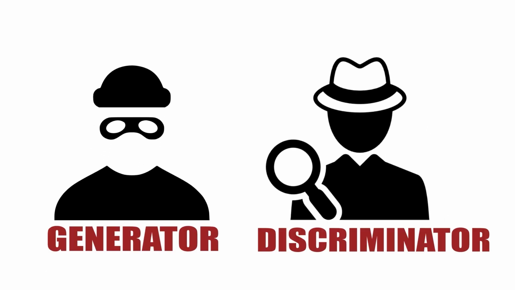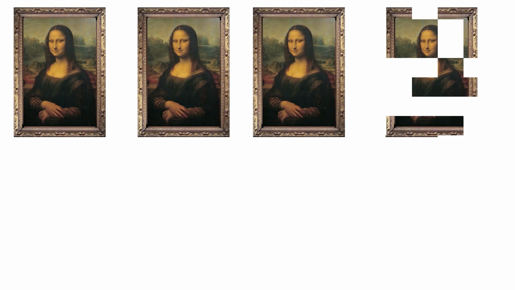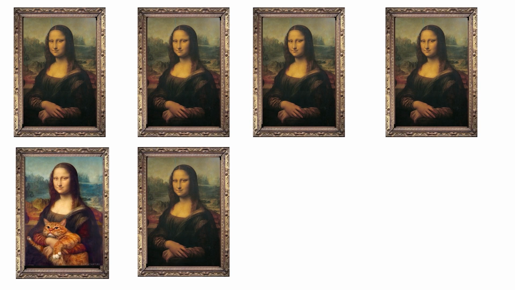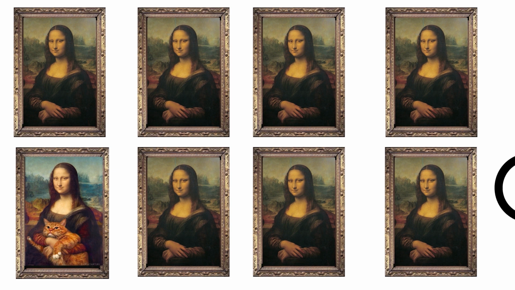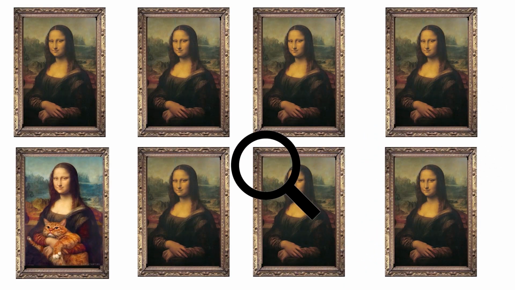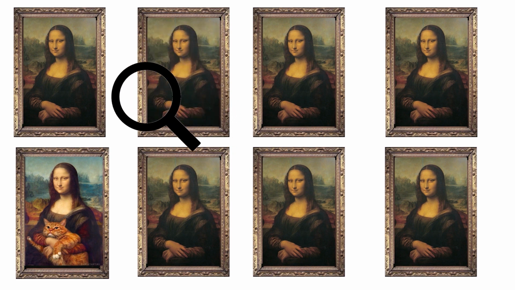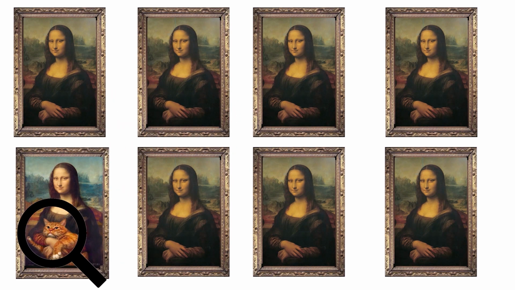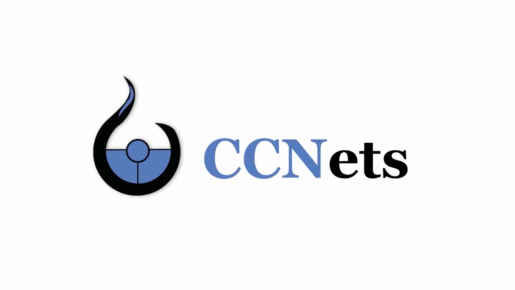Through this example, we can see that the goal of the generator is to trick the discriminator by producing data samples that are almost identical with the real data. Meanwhile, the discriminator's goal is to correctly identify whether this data is real or not. And as this game progresses, both networks continue to adjust their weights and biases. With this example in mind, let's see how it applies to CCNets.